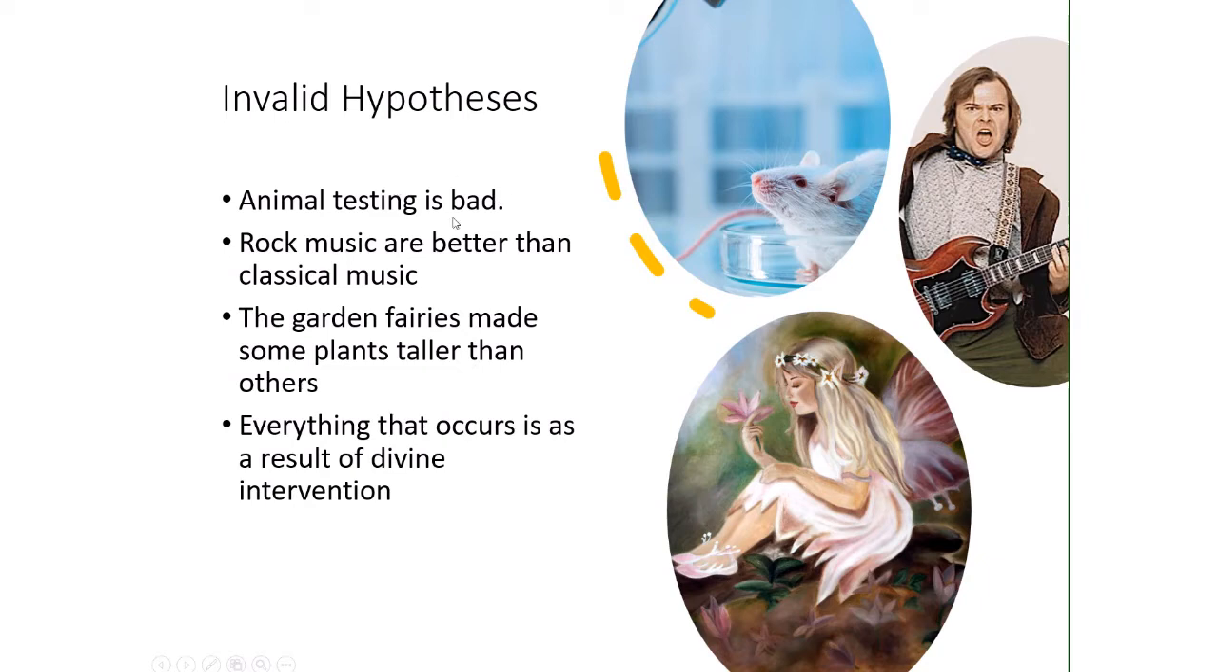So here are some examples of invalid hypotheses. Animal testing is bad. Now that might be true, that might not be true, depending on who you ask, depending on your opinion. And like I said, because it's an opinion, you are not going to be able to test it. And there's no right or wrong. Everybody is entitled to their own opinion, right? So that's a bad hypothesis. Next one, rock music is better than classical music. Again, that's an opinion. You cannot test an opinion. The garden fairies make some plants taller than others. That is superstitious, and in fact, this is not falsifiable. How do I know garden fairies exist or not exist?